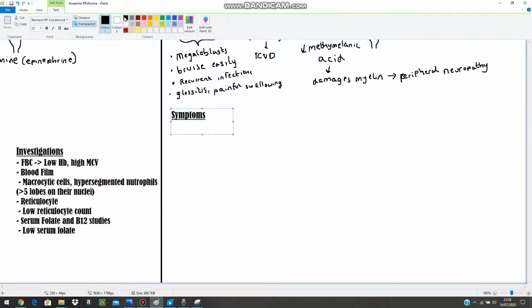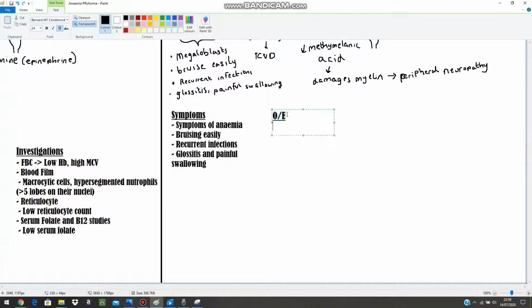Well, first of all, we're going to get symptoms of anemia because we don't have enough blood cells. The next is that we might bruise easily as we're not producing enough platelets, and recurrent infections as we don't have enough white cells. And we might also get glossitis and painful swallowing as we can't replace those layers quick enough. What might we see on examination?